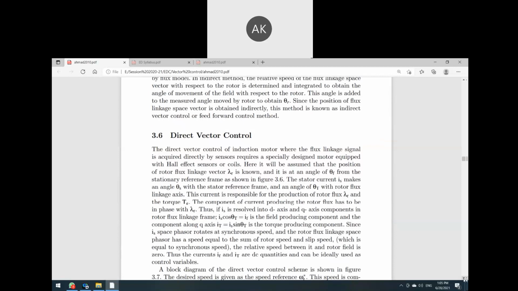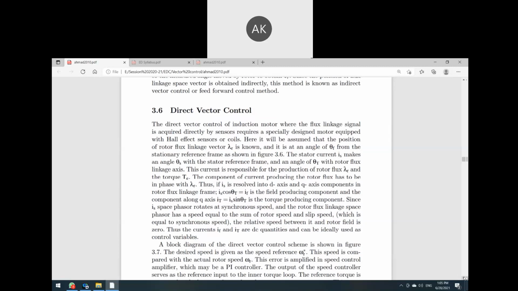In the direct vector control of induction motor, the flux linkage signal is acquired directly by the sensor. In this method, which is a separate method, we use the sensor for controlling the torque. So direct vector control of induction motor, where the flux linkage signal is acquired directly by the sensor, requires a specially designed motor equipped with a Hall effect sensor or coil. In this method, we take the signal directly using the sensors.